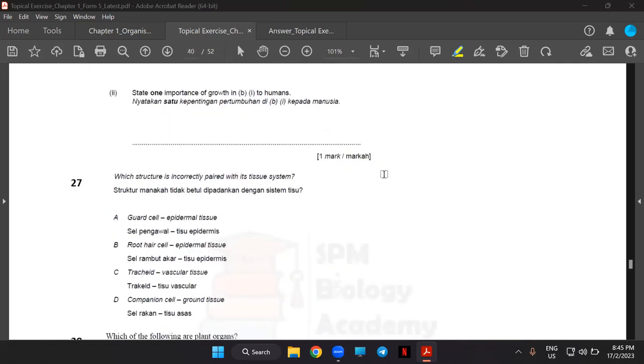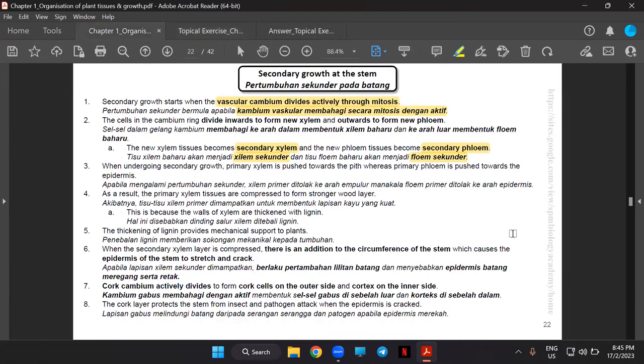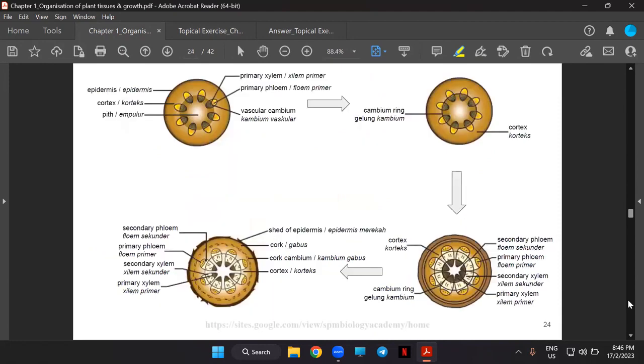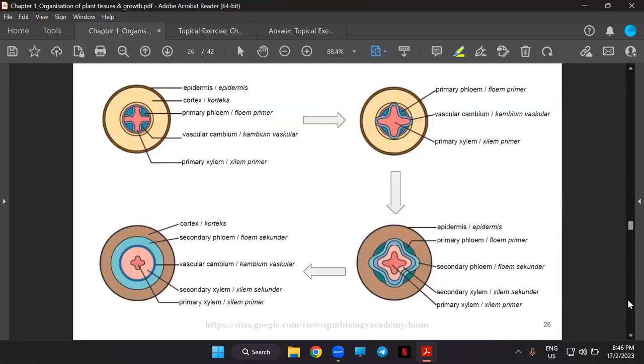Alright. Next question. State one importance. State saja, tak payah nak jelaskan. No need to explain. State one importance of secondary growth to human. Nyatakan satu kepentingan pertumbuhan sekunder kepada manusia. Satu markah. Apa kepentingan secondary growth kepada manusia? So, we can go here. Kita boleh ambil jawapan kita di sini.